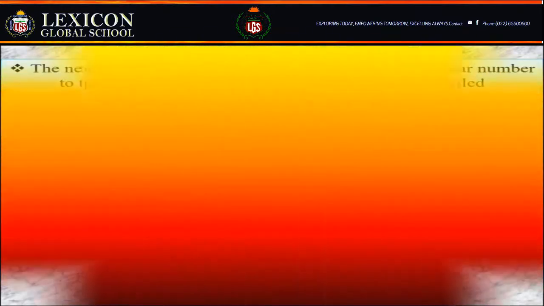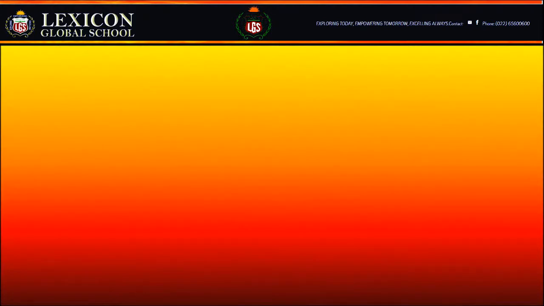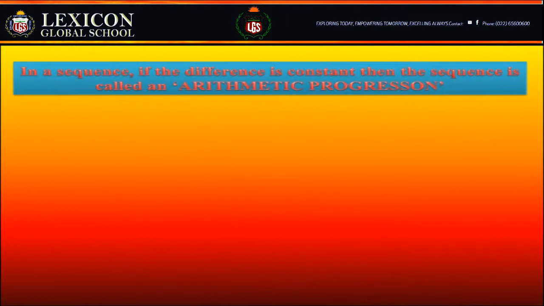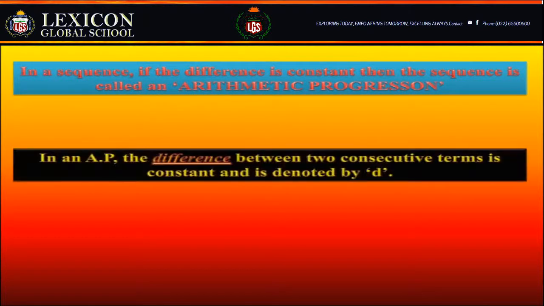Since now we have understood what we mean by arithmetic progression, let us become familiar with certain terms. In a sequence, if the difference is constant, then the sequence is called arithmetic progression. If I have an arithmetic progression, the difference between two consecutive numbers is denoted by the letter D.